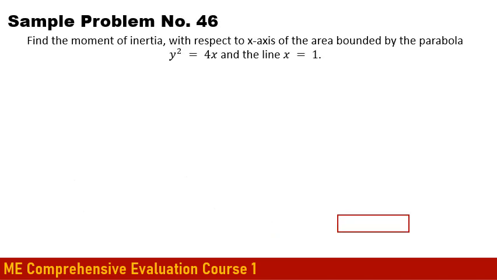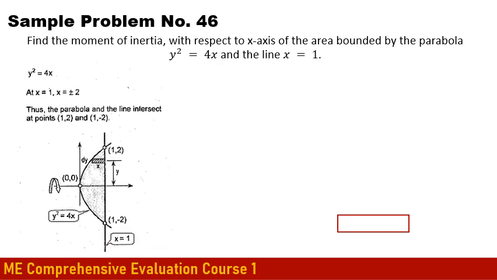So find the moment of inertia with respect to the x-axis of the area bounded by the parabola y squared equals 4x and the line x equals 1. When y squared equals 4x at x equals 1, y equals positive or negative 2. Thus, the parabola and the line intersect at points (1, 2) and (1, negative 2). So this is how the drawing would look like. So we are concerned with the moment of inertia with respect to the x-axis. So this is the x-axis, and we can see that the distance of the strip is y from the x-axis.